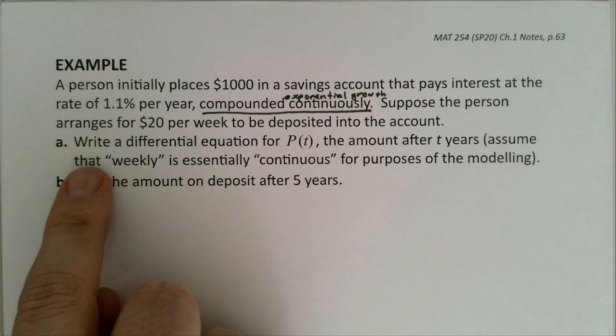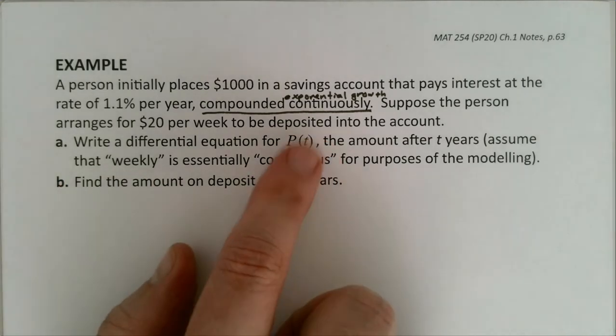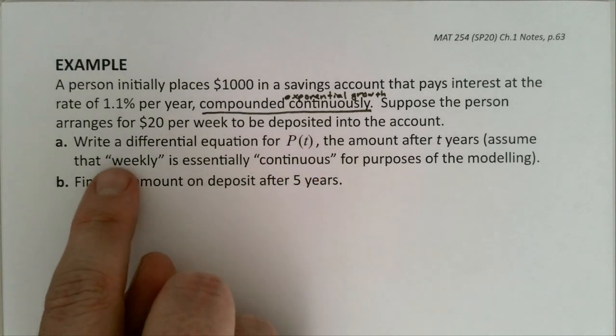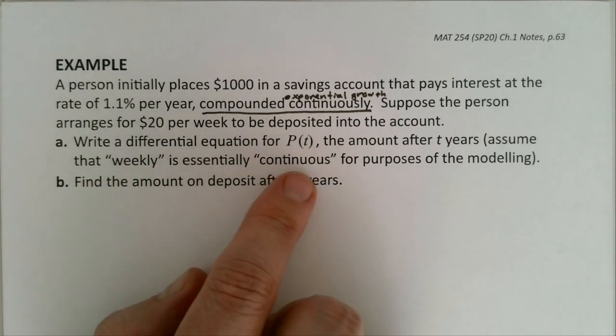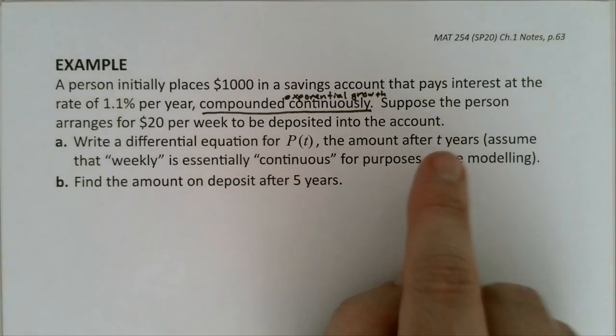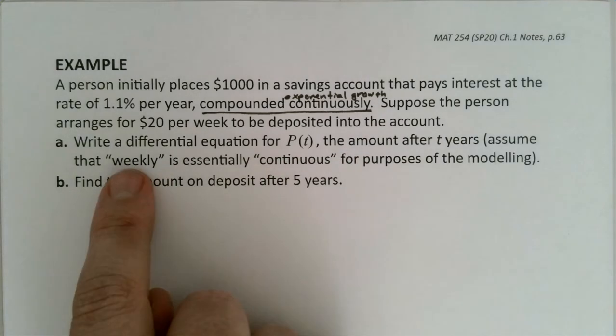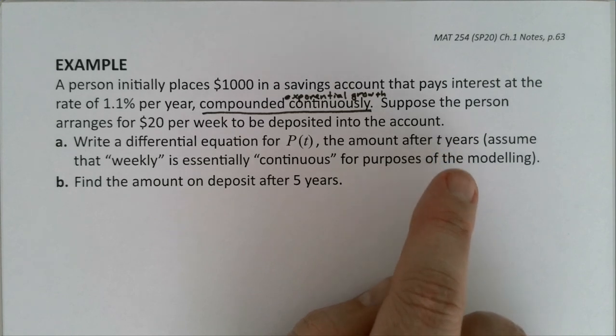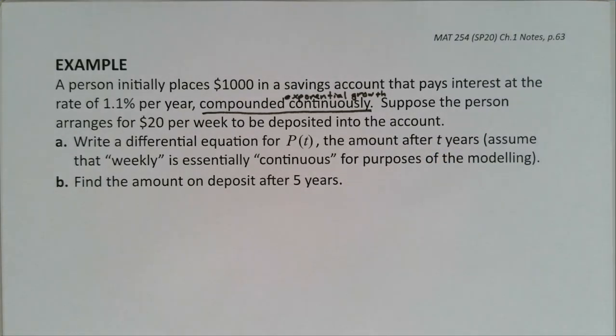So notice part A says write a differential equation for P of t, the amount after t years, the amount in the account. And it says assume that weekly is essentially continuous for the purposes of modeling. Now notice, because t is in years, weekly is like 1/52nd of a year, right? So weekly is as close to continuous as we need to be.